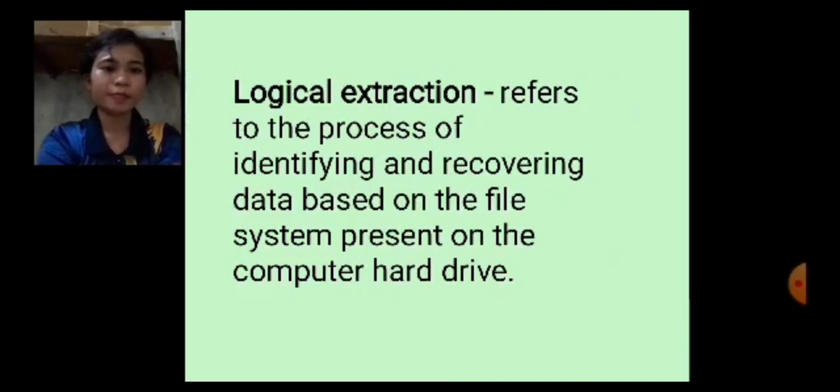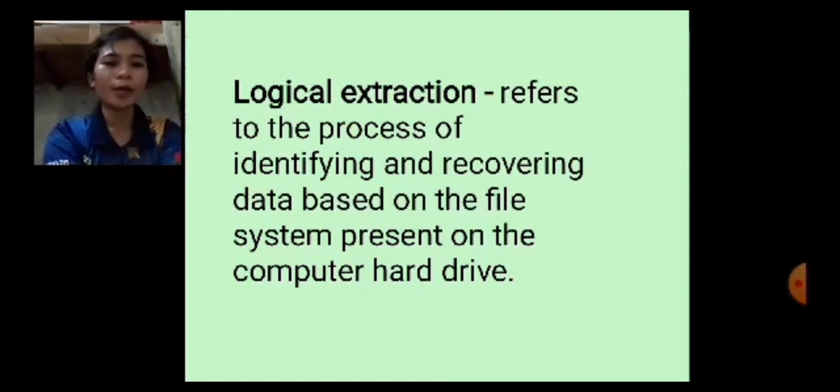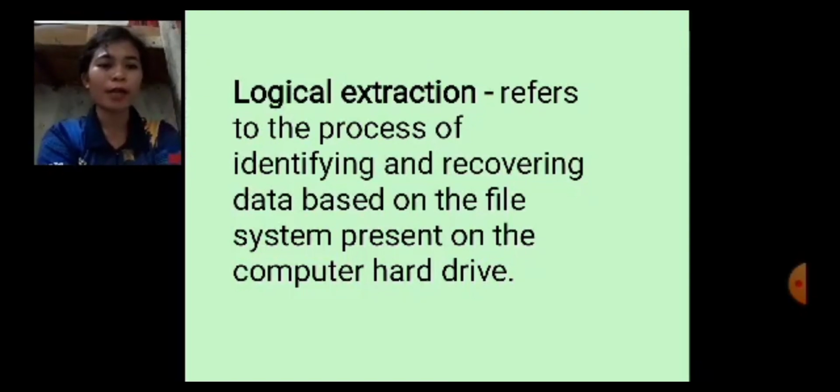Logical extraction refers to the process of identifying and recovering data based on the file system present on the computer hard drive.